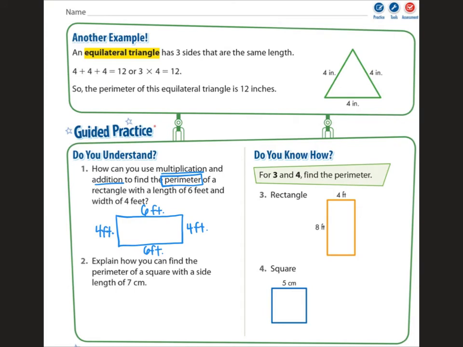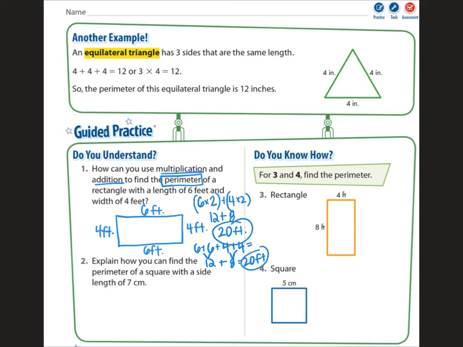You can use multiplication by going 6 times 2 plus 4 times 2. So 6 times 2 will give you 12. 4 times 2 is 8. So 12 plus 8 will give you 20 feet. Or you could also do 6 plus 6 plus 4 plus 4. 6 plus 6 is 12. 4 plus 4 is 8. 12 plus 8 gives you 20 feet as well.